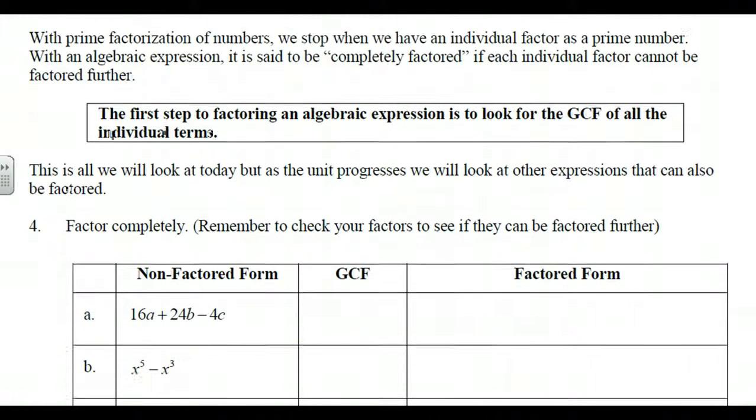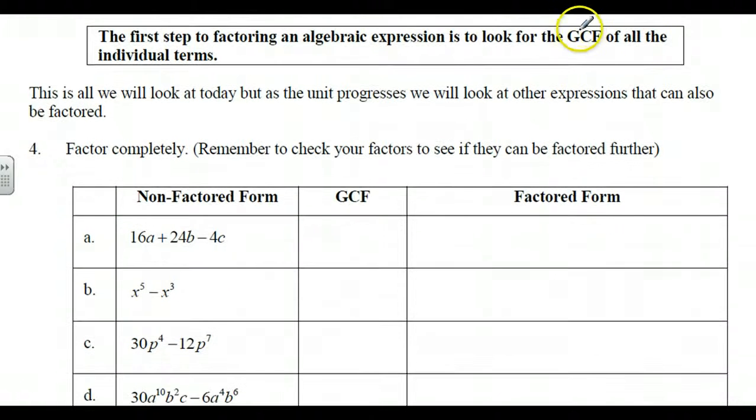The first step to factoring an algebraic expression is to look for the greatest common factor of all the individual terms. That is all we will look at today. But as the unit progresses, we will look at other expressions that can also be factored. It's funny, I read it awkwardly the first time I read it. Okay, let's finish this off. So we're going to factor completely. Remember to check your factors to see if they can be factored further.